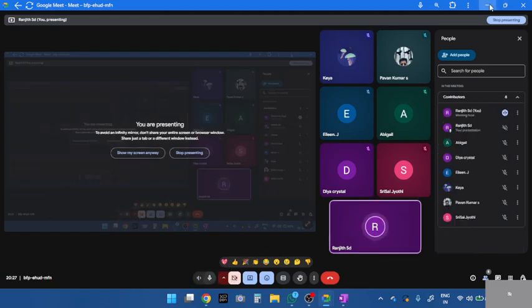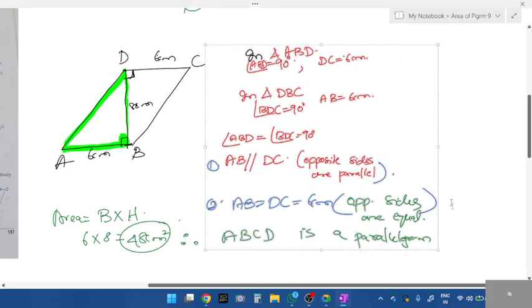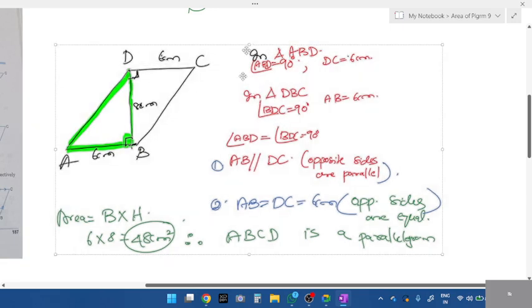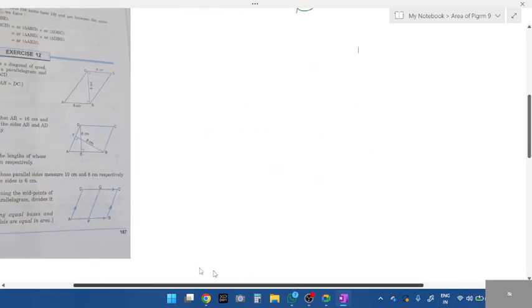Yes, students, completed. All of you understood? Shall we try the next one? Next question. Okay, only this here. To find the area of a parallelogram, it's easy. Only to write this statement, it is a bit tough, confusing. Split into two triangles, compare the sides, write this. Opposite sides are equal. Next question.